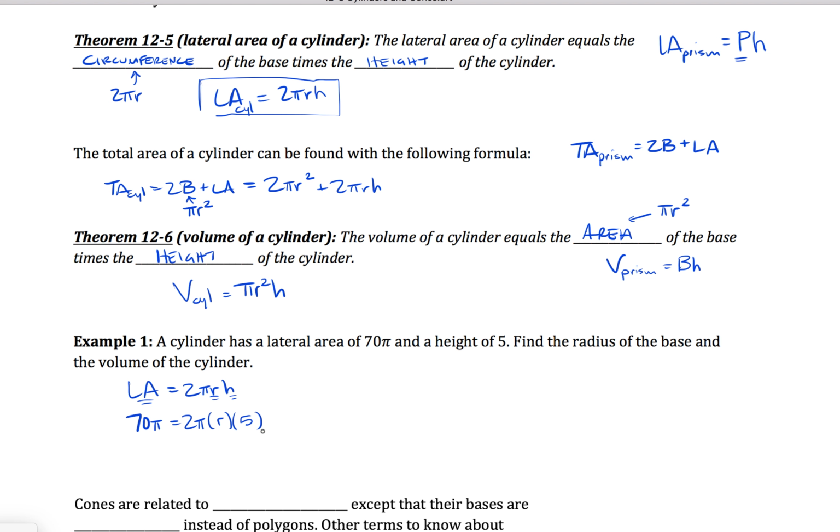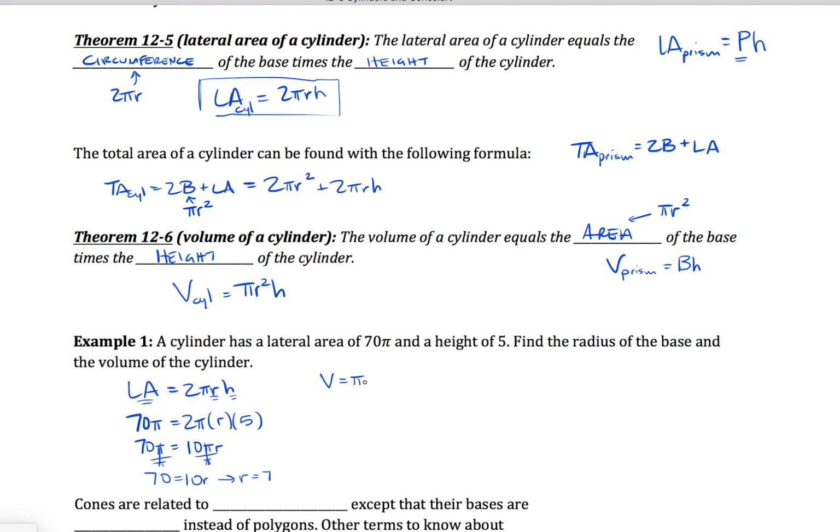So now first let's simplify the right side of this equation. We'll have 70 pi equals, well, I can take the 2 times the 5 and make that a 10 and put it in front of pi rh. So I'll have 10 pi r. Now, what I'm going to do is get rid of the pi by just dividing both sides by pi. If I divide both sides by pi, we can see that it gets rid of that. And now I have 70 equals 10r. Well, that would tell us that the radius must be 7, because I can divide 70 by 10 and get 7. So now I have a radius of 7, and let's find the volume.